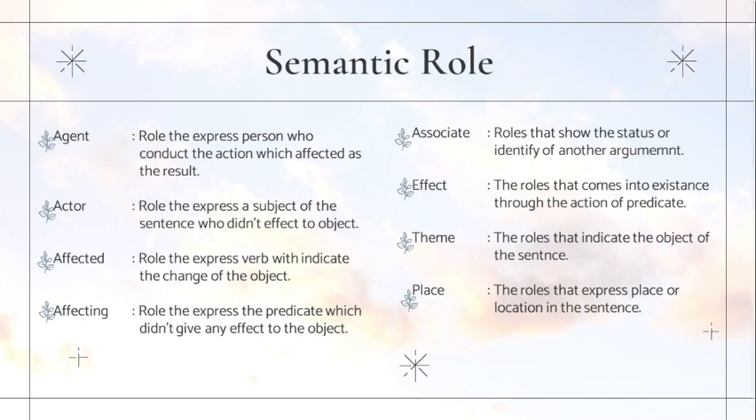In this example, a table is the effect of the sentence because it is made through the process of making a table. And next, theme. The role that indicates the object of the sentence. It is an object with a predicate that doesn't express any active action. For example, the girl likes the cat. In this example, the cat is the theme. The predicate likes here doesn't show any active action. It doesn't give any effect on the object. So the cat is the theme.